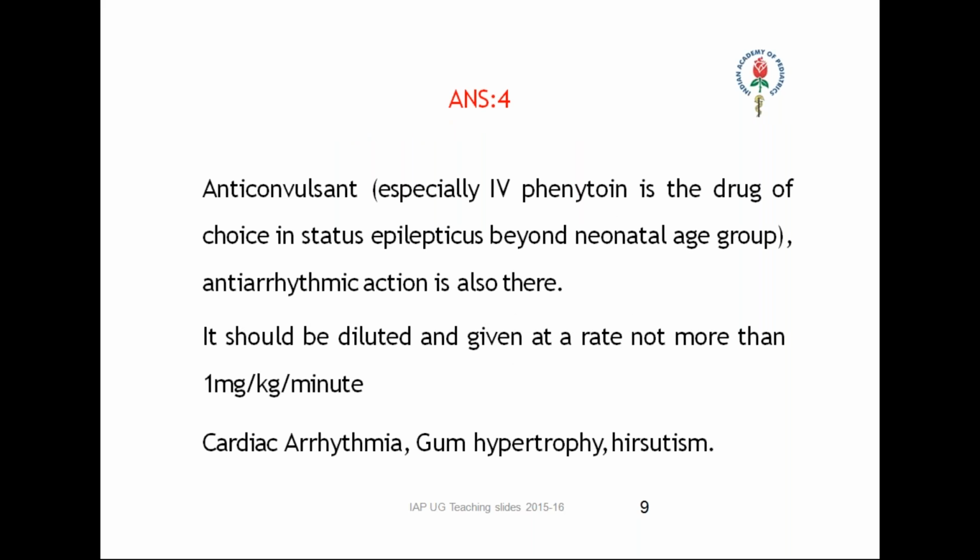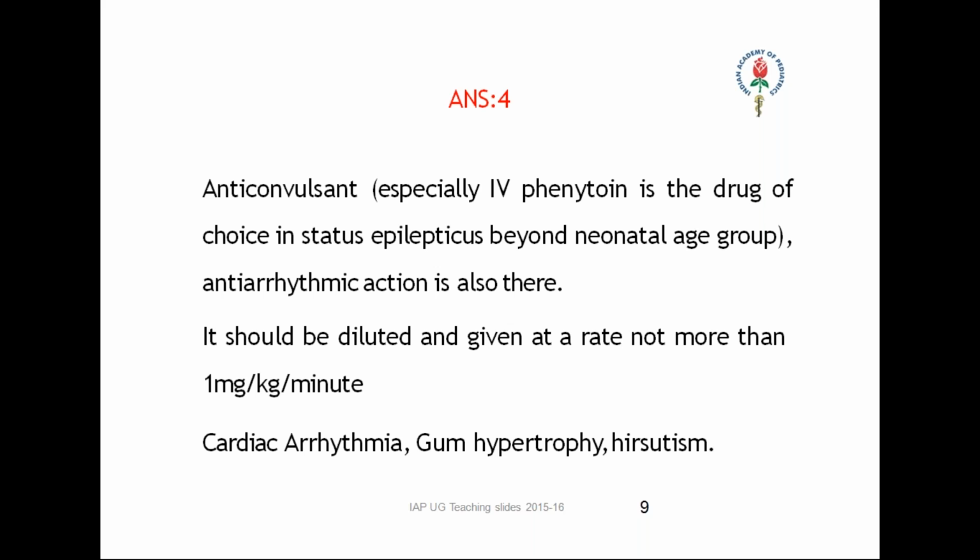So it decreases threshold of seizures. Sorry, it increases threshold of seizures, so by prevention of seizures. So it is an anticonvulsant. Especially it is used in status epilepticus beyond neonatal age group.